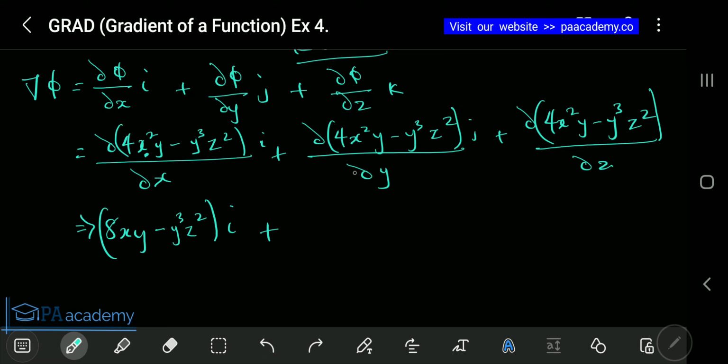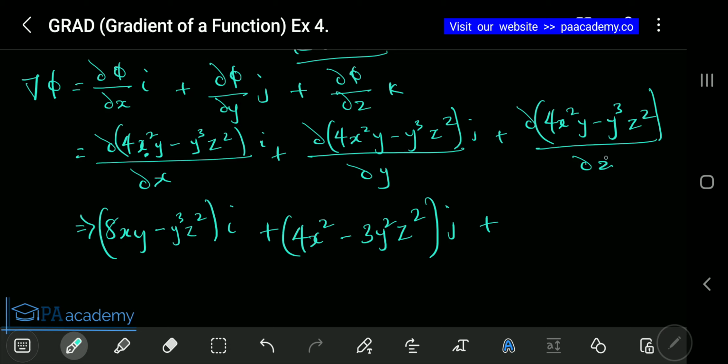Now we are doing it with respect to y. For this, it is going to be 4x squared, because we are only differentiating y, and if you differentiate y, that's just going to give us 1. Then this 4x squared is just a constant. Then minus, if you differentiate y cubed, that will give us 3y squared. Then the z squared is seen as a constant. So let's continue. Then we put that into brackets, and don't forget your j.